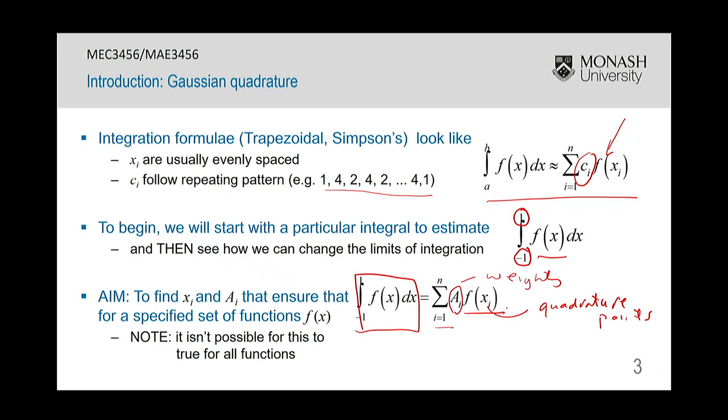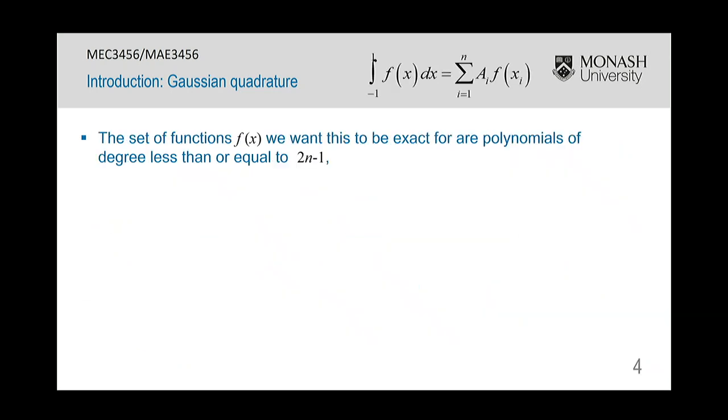But if we choose this exact equality to be true for one set of functions, generally it will not be true for a different set of functions. The set of functions we want this expression to be exact for are polynomials of degree less than or equal to 2n minus 1, where n is the number of points that we're choosing to use in this summation. So for this summation, we're going to have n weights, and n quadrature points.